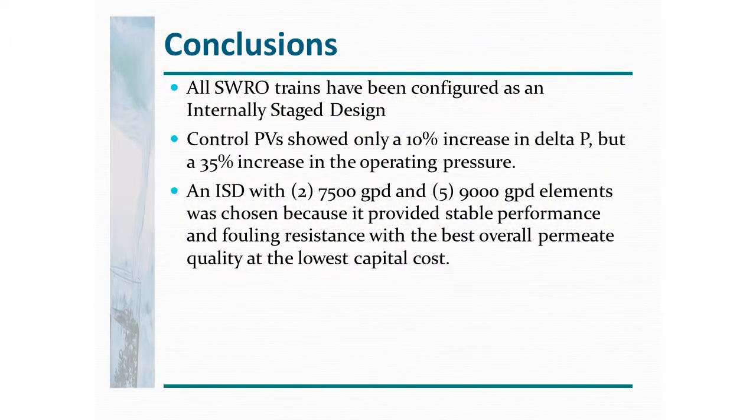Same feed water, that controlling the flux and the crossflow velocity is a good way to control the biofouling in a seawater RO plant. So in conclusion, all have been configured at this site in the Caribbean with this internally staged design. We only get a 10% increase in delta P in the control, but there is a 35% increase in operating. But when you use the ISD design, you get no increase, the delta P stays about 1 to 2%, and there's only about a 3% increase.